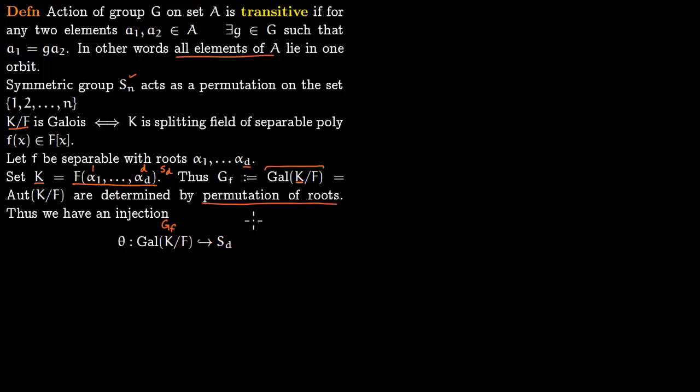For example, we saw in example 3 that x^4 minus 2, which lies over the rationals, had a Galois group which was D8. This dihedral group of order 8 injects into S4, as there were 4 roots. So this was our example 3.